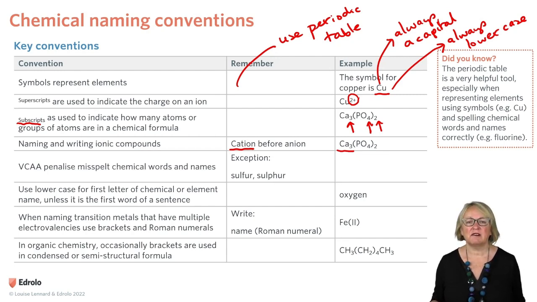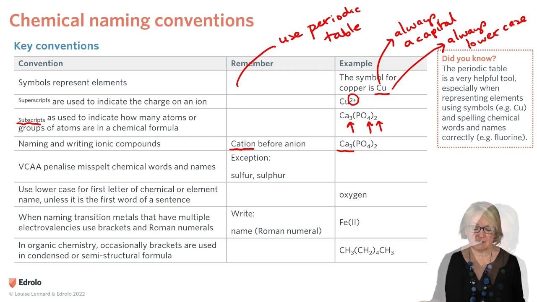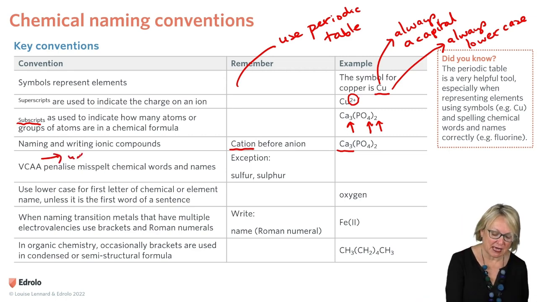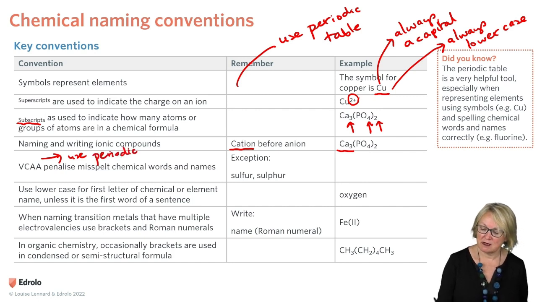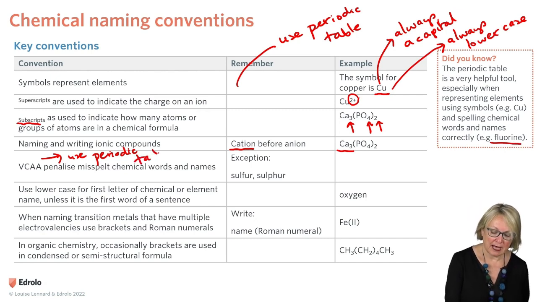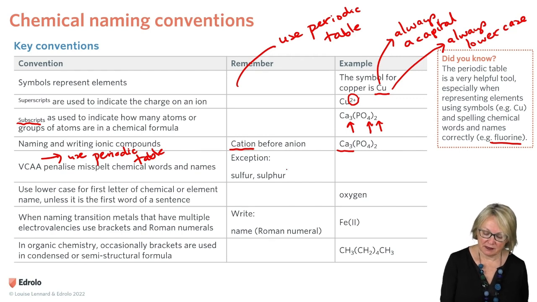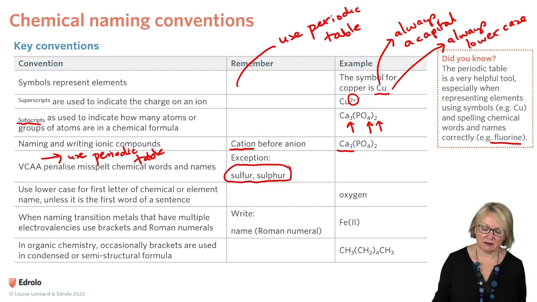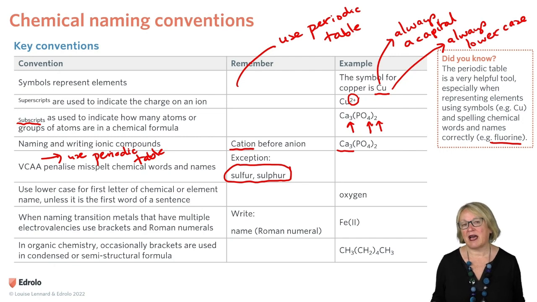Now, in Year 12, VCAA penalise misspelling of chemical names, so you can lose a mark for not getting the correct spelling. To help you with this, use the periodic table to help with the spelling of keywords, such as fluorine, which is often misspelt. There is one exception though. Sulfur, we normally write with an F, but having PH is an acceptable alternative spelling for anything like sulfur or sulfates.